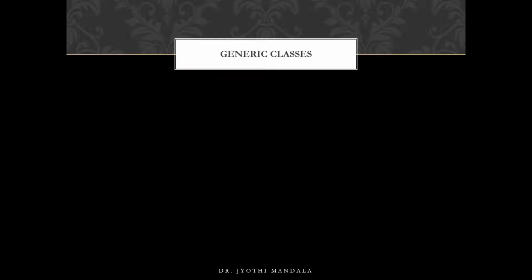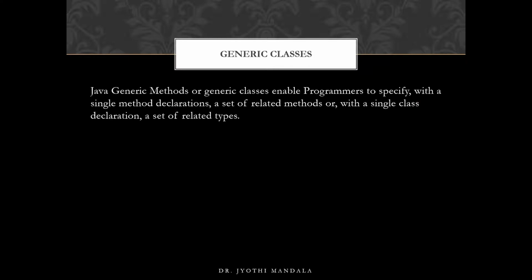We are learning about generic classes and generic methods. As part of that, in the last class we learned about generic methods. I'll revise once. Generic methods or generic classes are normally used to create a single method declaration, and the same method can be called with multiple different data type parameters. How that is possible, and how a normal method can be converted to a generic method, all these things we learned in the last class.